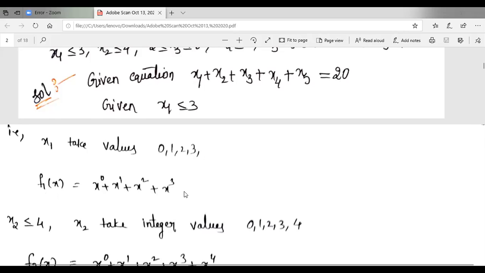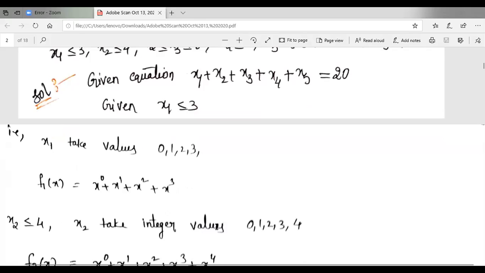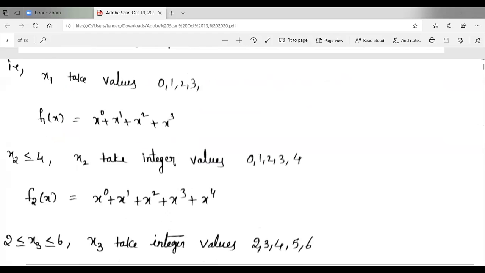Okay. So the next given constraint is x2 ≤ 4. We take the integer values 0, 1, 2, 3, 4. So the function defined on x2 is f2(x) = x^0 + x^1 + x² + x³ + x^4.